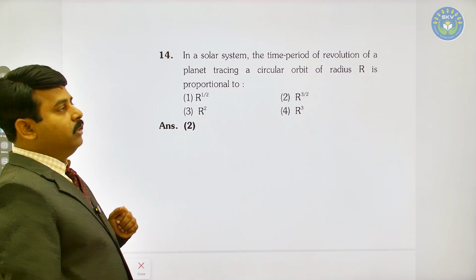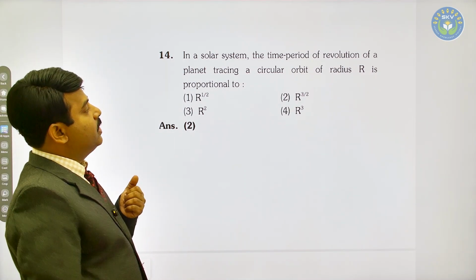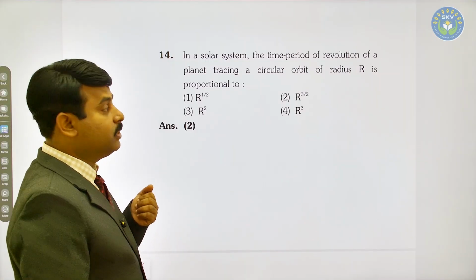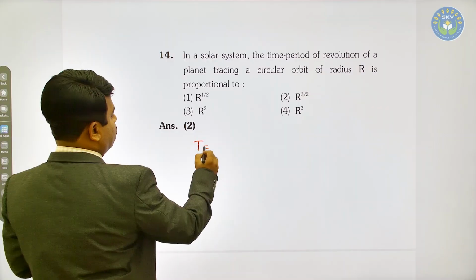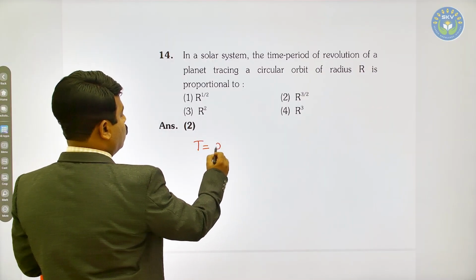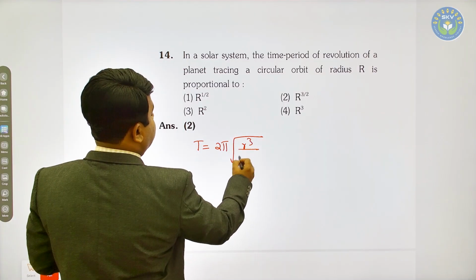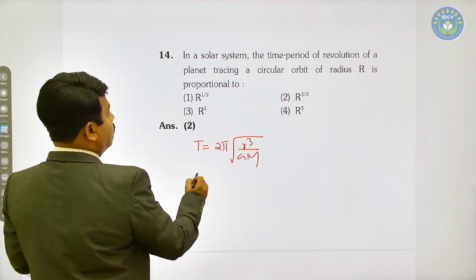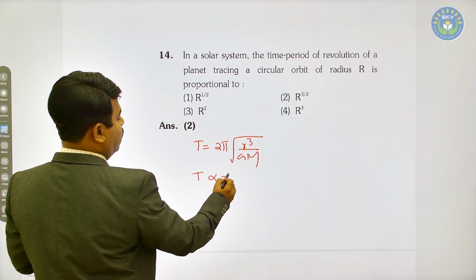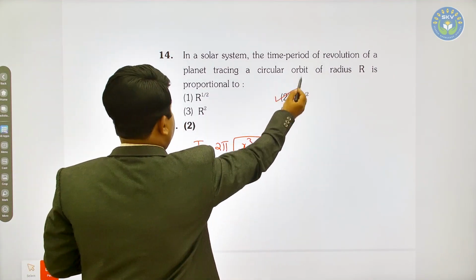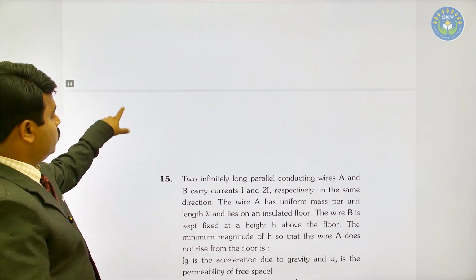Question number 14. In a solar system, the time period of revolution of a planet tracing a circular orbit of radius r is proportional to? We already studied the equation: time period is equal to 2 pi root r cube by GM. Then the time period is proportional to r raised to 3 by 2 only, right? Option 2 is correct. So this is a direct question.